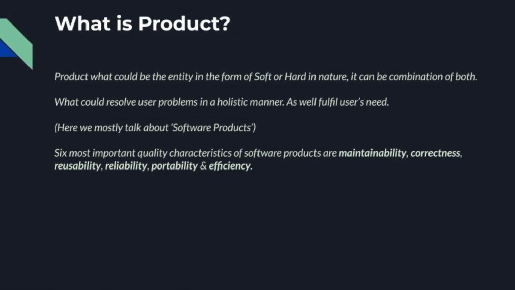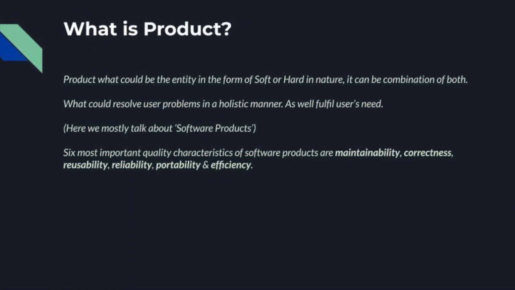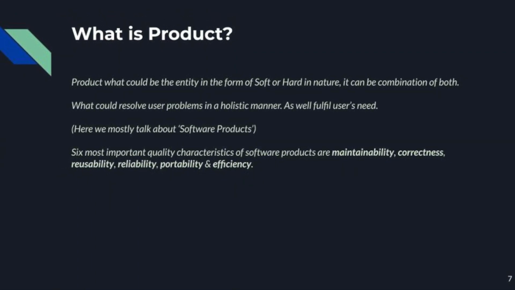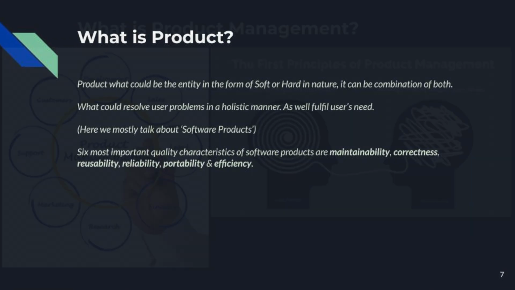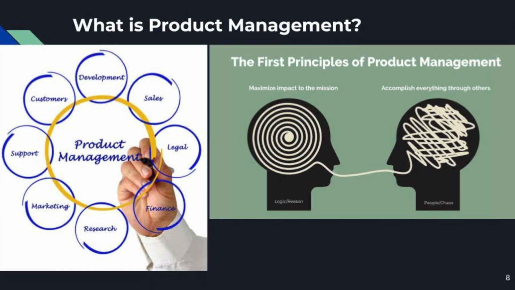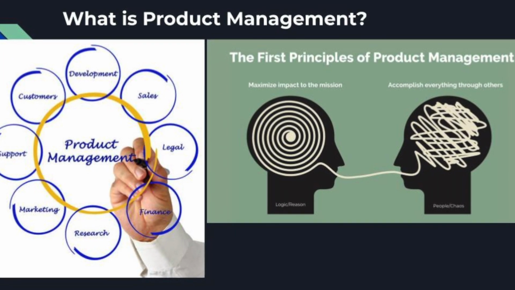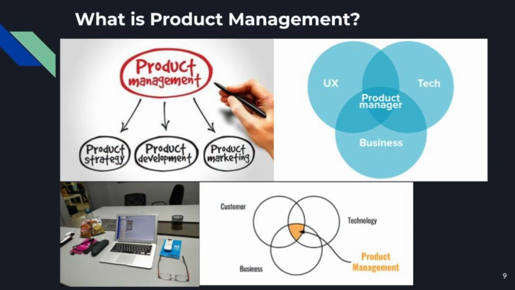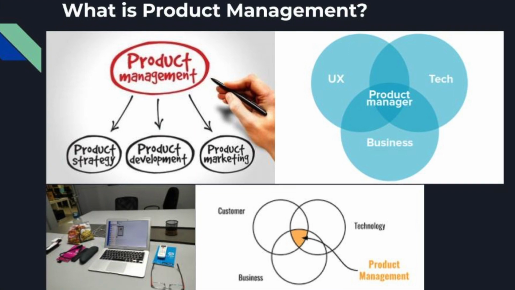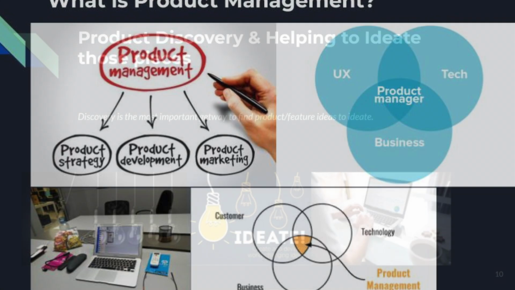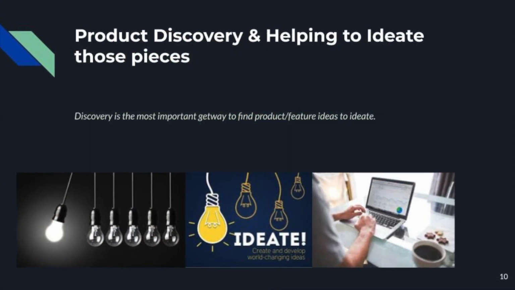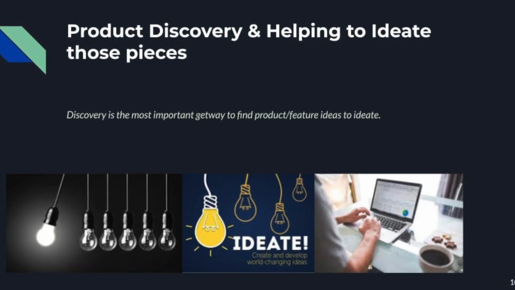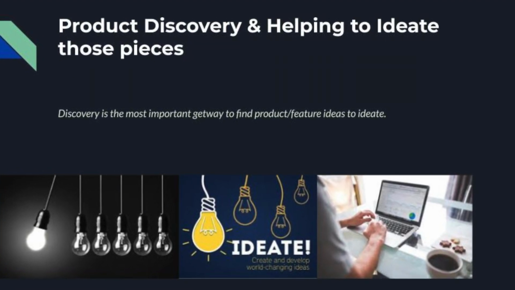What is a product? This is very important to understand. Next, what is product management and how does it correlate with all the other departments? You can see the correlation over here. Product discovery, and how to ideate those pieces.